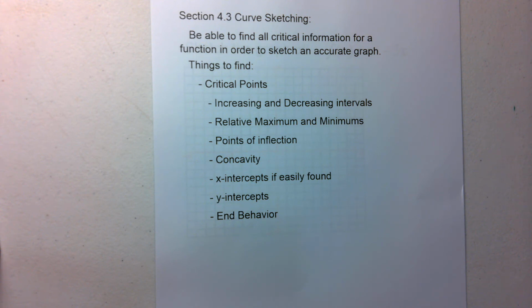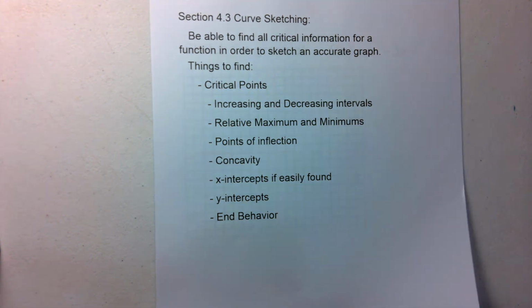So the things that we're going to be able to find, and we're going to come up with all these things that we've talked about for the last couple of weeks. We're going to find our increasing and decreasing intervals. We're going to find our critical points. We're going to find our relative maxes and mins. We're going to find our points of inflection. We're going to find our concavity. If we can find our x-intercepts, we're going to find those. If we can find our y-intercepts, we're going to find those. And we're also going to talk about the end behavior of our polynomials.